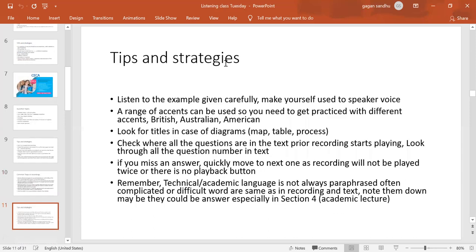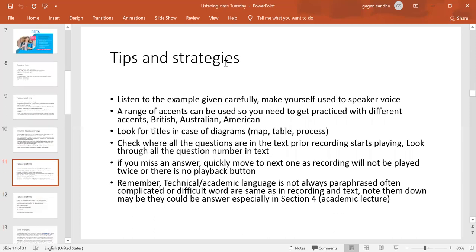Listen for plurals and singulars, because if you ignore plurals and write the answer in the singular, your answer won't be marked right. It will be marked wrong. If they are playing any example, listen to that example very carefully, because it will tell you the accent of the person in the conversation, and definitely it will tell you the volume and rate of speech as well.